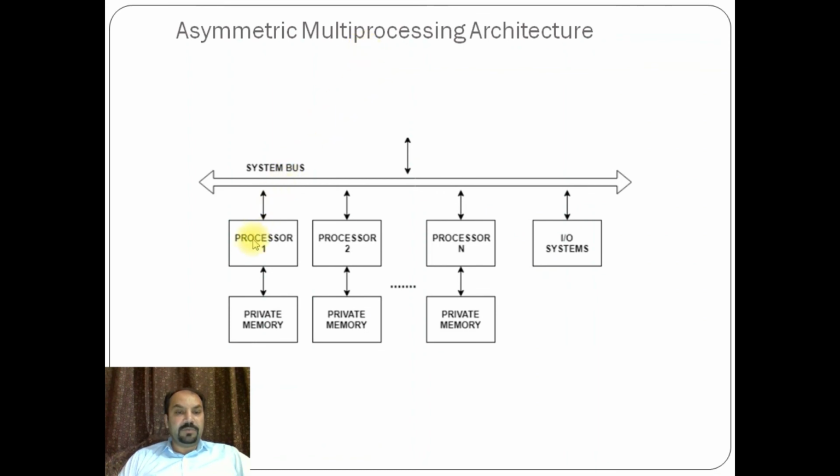You can see there are multiple processors, processor 1, processor 2 and other processors, and every processor has its own private memory. Look at this, processor 1 has its own memory, processor 2 has its own memory, and the other processors also have their own memory. In asymmetric multiprocessing architecture, there is a master processor. The master processor is the main processor that controls and coordinates the other processors. So this is the major difference between symmetric and asymmetric multiprocessing.